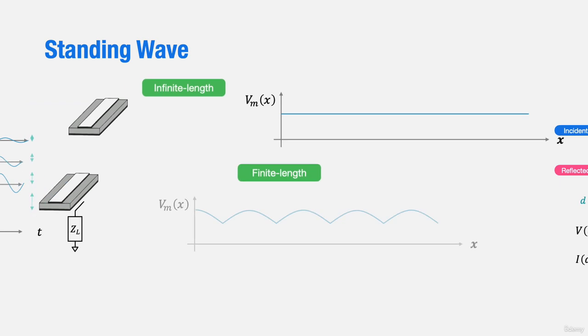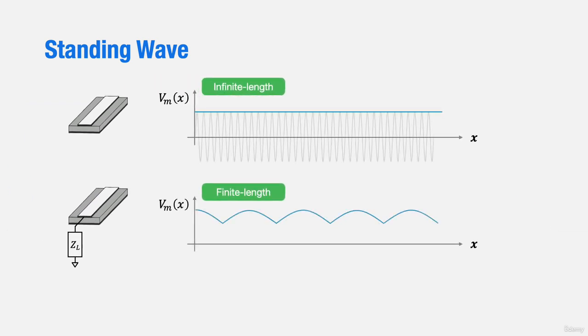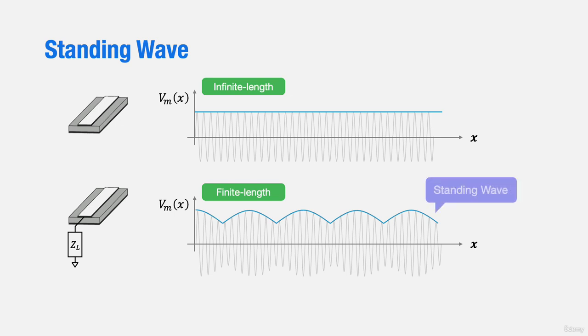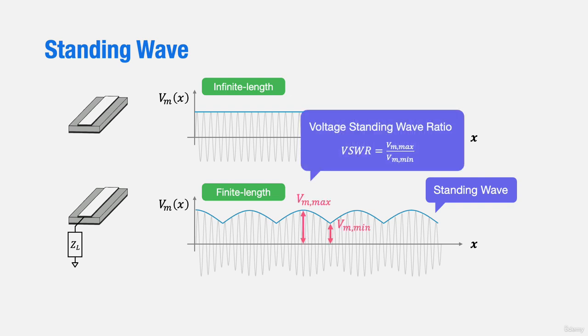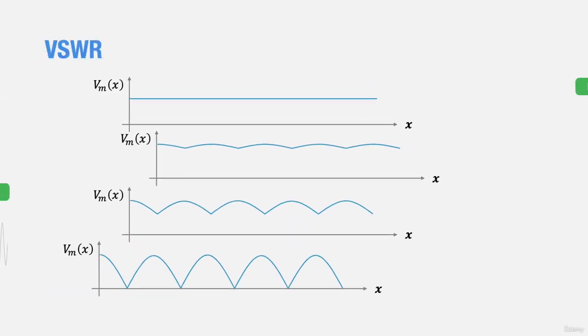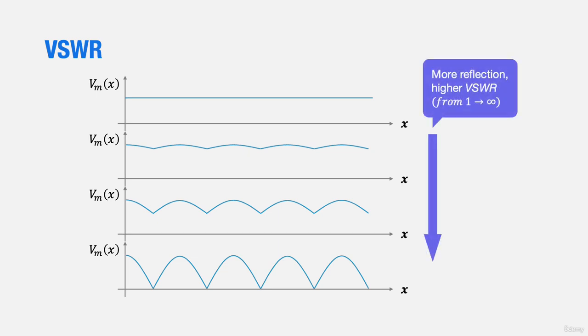If we have an infinite lossless line, the wave amplitude stays constant regardless of position. However, if we have a finite length line, the wave amplitude changes as a result of incident and reflected waves interfering with each other. This resulting wave is called a standing wave, which is synthesized from the incident and reflected waves on the line. The voltage standing wave ratio, VSWR, is often used to describe this situation. When there is more reflection, there will be a higher VSWR, indicating that the wave amplitude varies more significantly with the position x on the line.